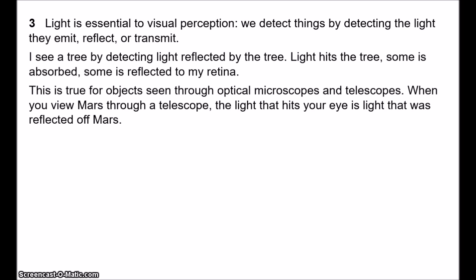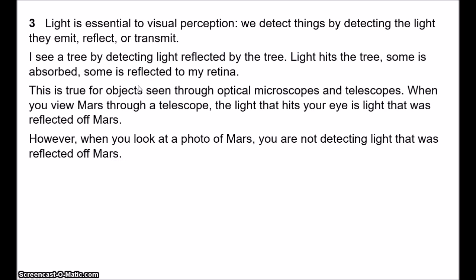So it seems to make some sense to view telescopes and optical microscopes as ways of extending our vision. When you view Mars through a telescope, the telescope manipulates the light, but the light that hits your eye is the same light that was reflected off Mars. This is not the case for photography. When you look at a photograph of Mars, you're not detecting light that has been reflected off Mars. If you look at the photo on a computer screen, you're detecting light that has been emitted by your computer screen. If you print the photo and look at it outside, you're detecting light emitted by the sun and reflected off the paper.